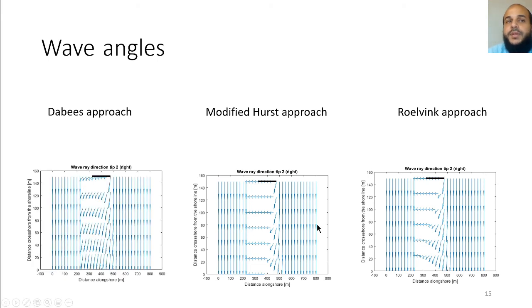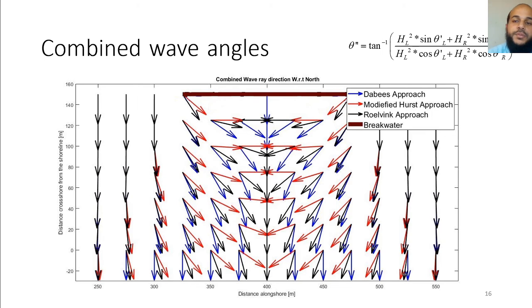And this is how the three different methods look like if we plot them together. As we can see, this is how the Hurst looks, and then Roelvink, and then the modified one is more toward behind the breakwater.